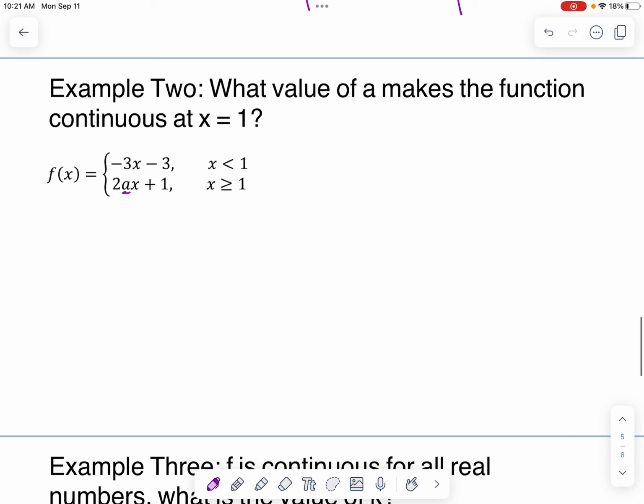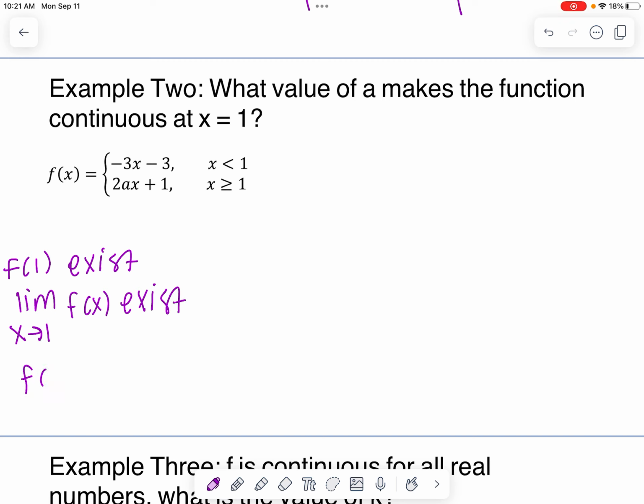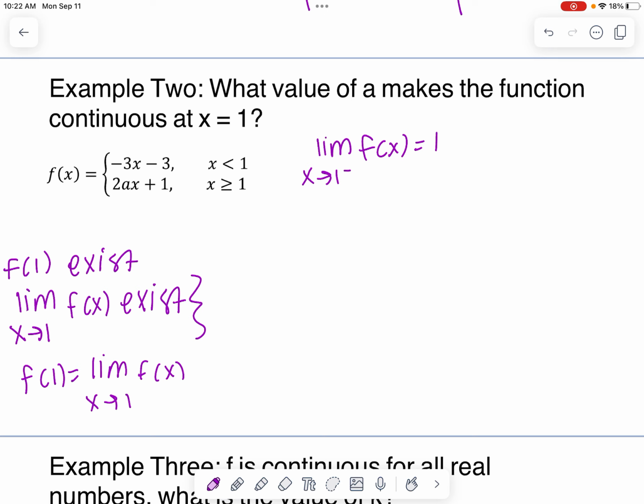So this says, what value of a makes the function continuous at x equals 1? So if it were to be continuous, then f of 1 has to exist. Remember, the limit as x approaches 1 has to exist. And then our last condition is f of 1 has to equal the limit as x approaches 1 of f of x. Normally, the second condition is going to be the one that helps us the most. So because that has to exist at 1, the limit as x approaches 1 from the left of f of x equals the limit as x approaches 1 from the right of f of x.